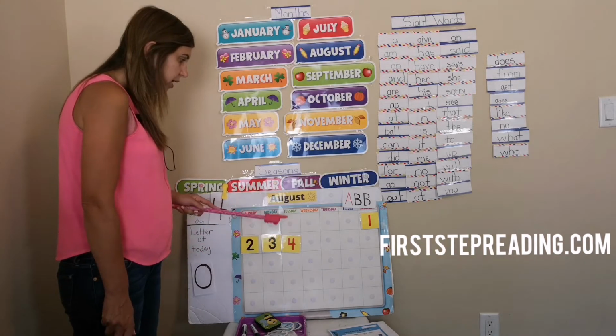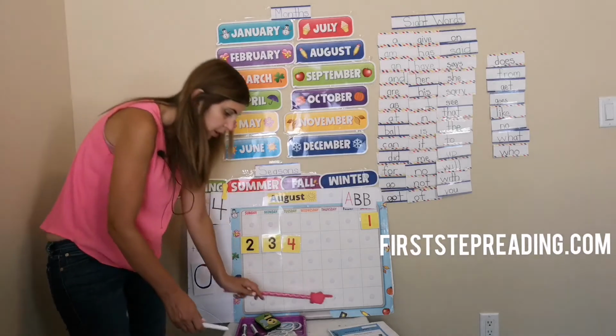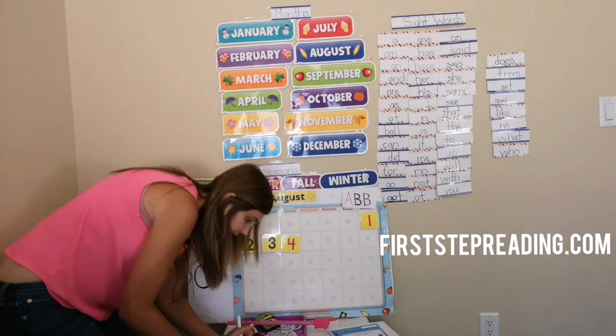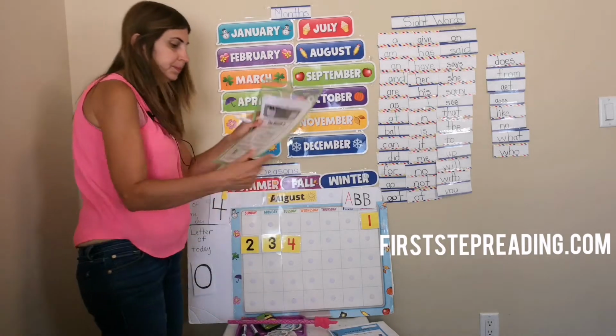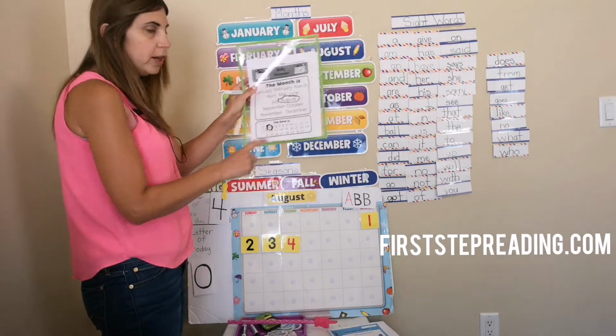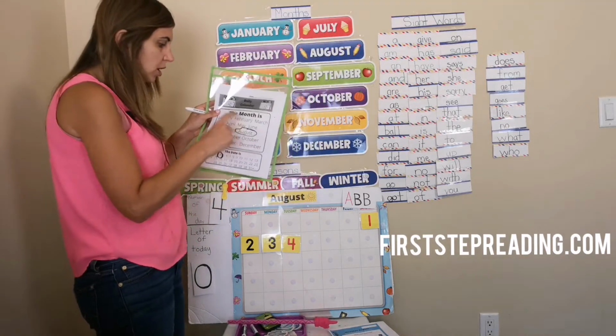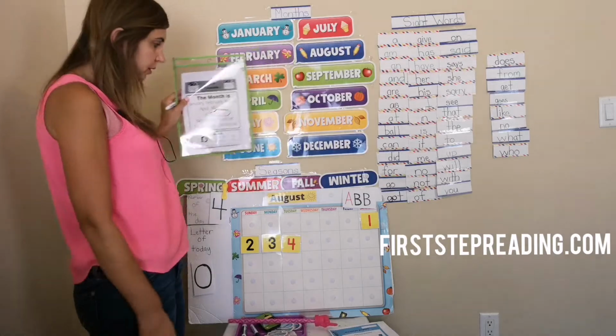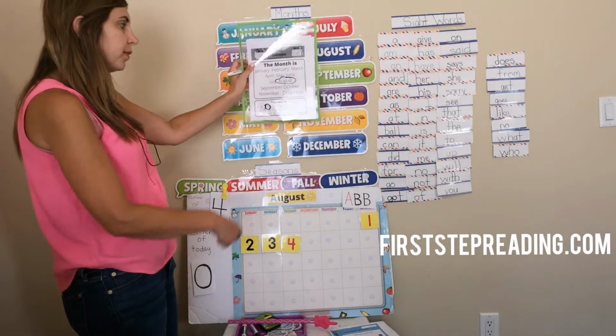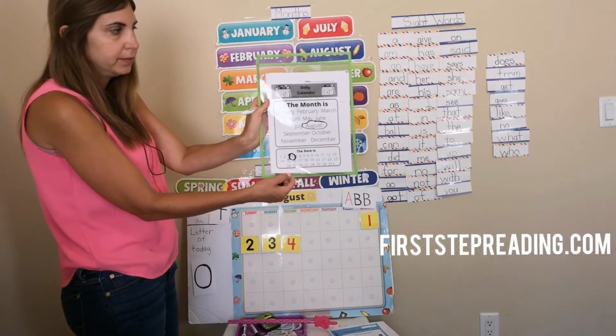So today is August 4th. That's what I would say. So you circle number 4. You write it as a 4, but when you say the date, you say August 4th. Okay? That's what this should look like.